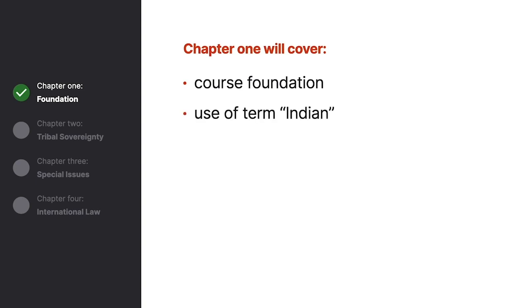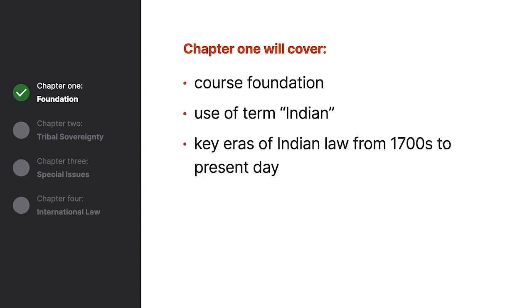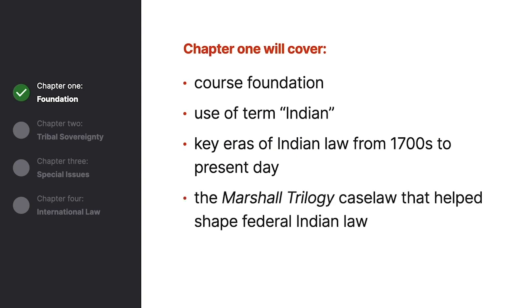We'll explain why we use the term Indian to refer to indigenous communities in federal law, and travel through the key eras of Indian law from the 1700s to the present day. This chapter also dives into case law by looking at 3 Supreme Court cases from the 1800s, known as the Marshall Trilogy, that helped shape federal Indian law.